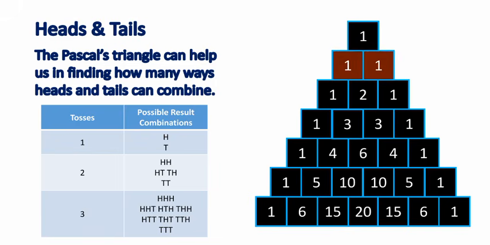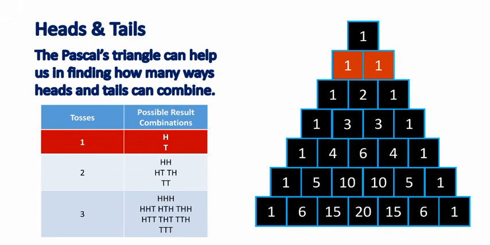In the Pascal triangle, these numbers tell us that if we toss a coin once, then the probability of getting head is 1, and similarly the probability of getting tail is also 1.